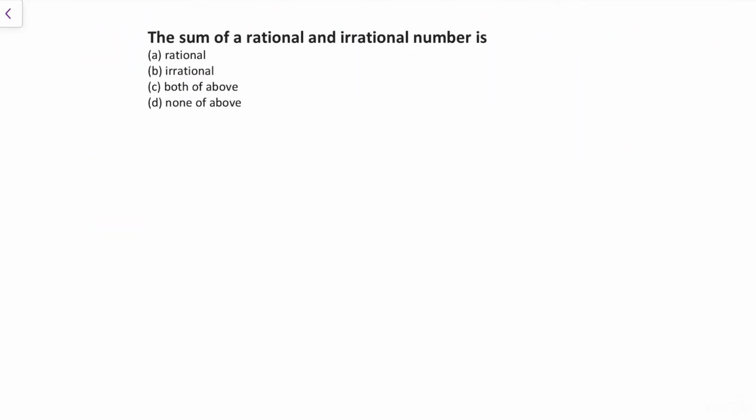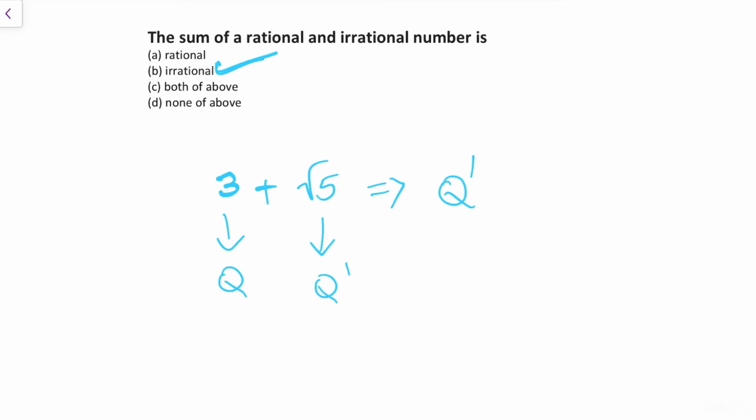Coming to the next question. The sum of a rational number and an irrational number. I am taking one rational number 3 plus an irrational number, say root 5. Here 3 is a rational number and root 5 is an irrational number, so we cannot simplify this further. The answer is just 3 plus root 5, which is an irrational number. So we can say that the sum of a rational and an irrational number is always irrational.